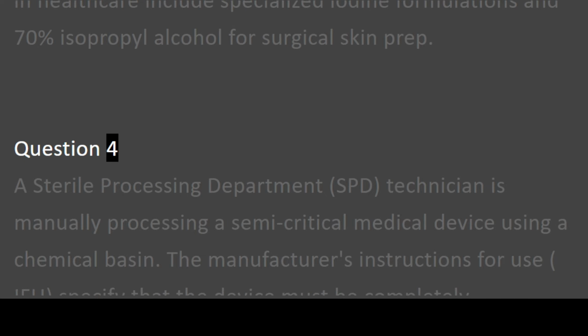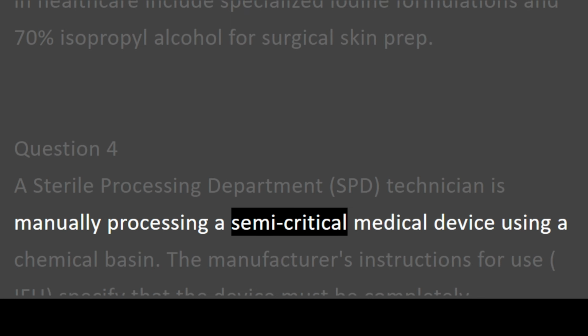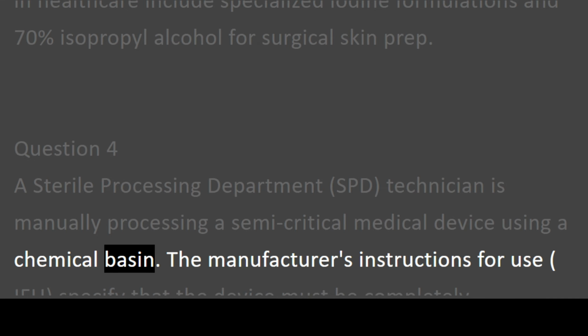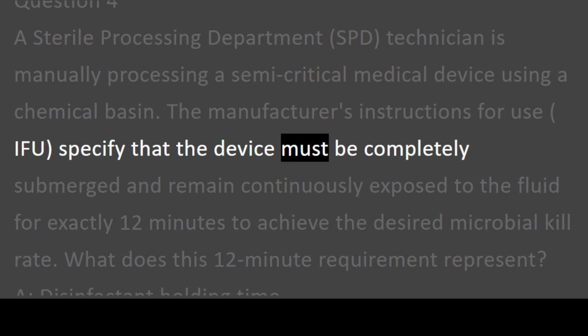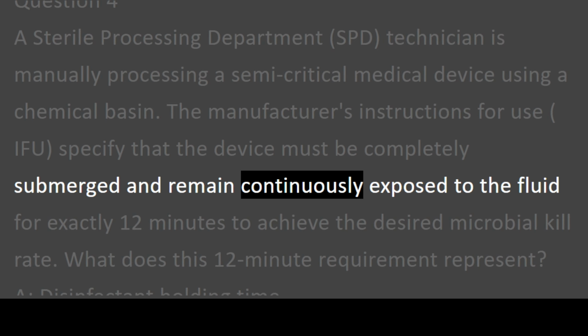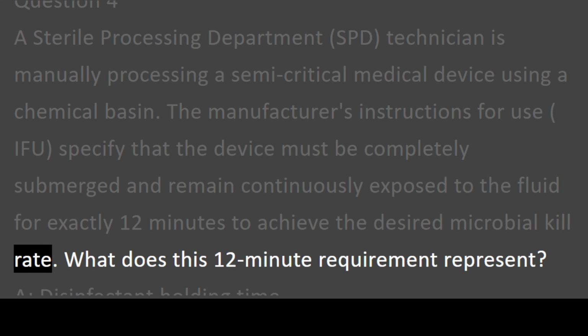Question 4. A sterile processing department, SPD, technician is manually processing a semi-critical medical device using a chemical basin. The manufacturer's instructions for use, IFU, specify that the device must be completely submerged and remain continuously exposed to the fluid for exactly 12 minutes to achieve the desired microbial kill rate. What does this 12-minute requirement represent?